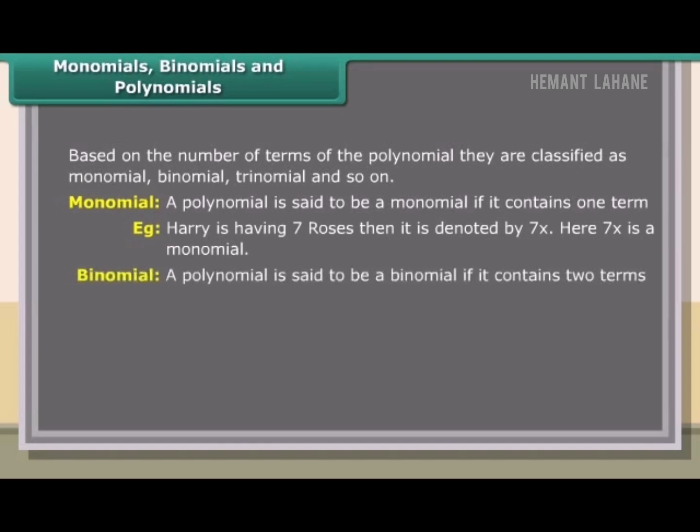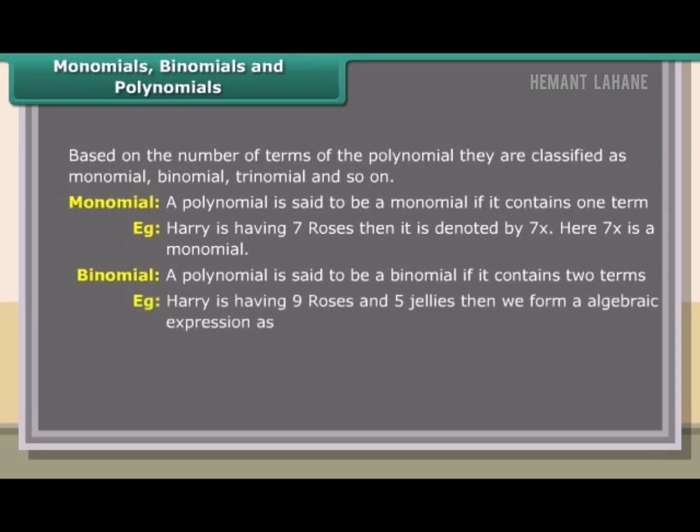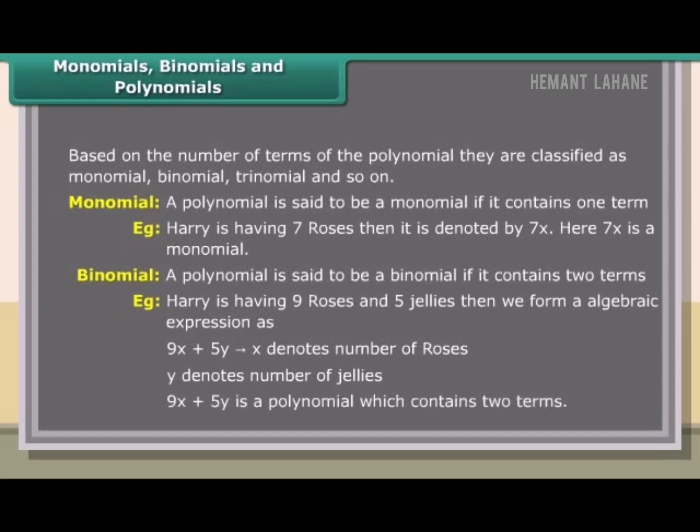Binomial. A polynomial is said to be a binomial if it contains two terms. Example, Harry is having 9 roses and 5 jellies. Then we form an algebraic expression as 9x plus 5y. x denotes number of roses, y denotes the number of jellies. 9x plus 5y is a polynomial which contains two terms.